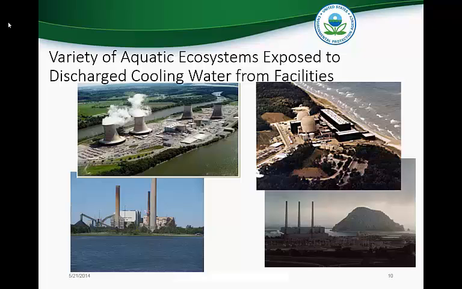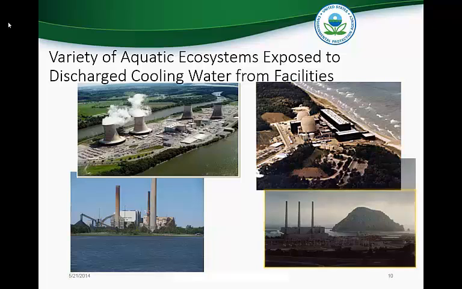The 4 examples I've provided on this slide include the 3 Mile Island Nuclear Power Plant on the Susquehanna River, the Donald C. Cook Nuclear Power Plant on Lake Michigan, a coal-fired power plant on the Potomac River, and the Morro Bay gas-fired power plant on the coast of California.